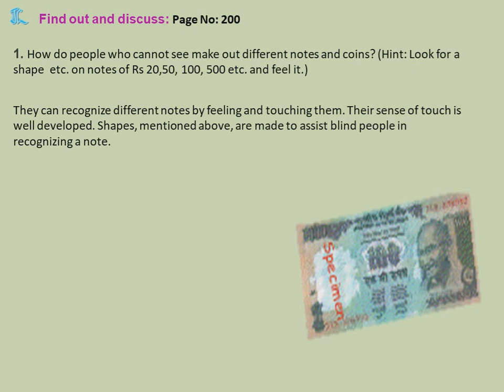Shapes mentioned above are made to assist blind people in recognizing a note. If you see, you can find different shapes here. So that is their recognition. Like in lifts and all, you see some dots on the numbers. Because of that they will recognize.